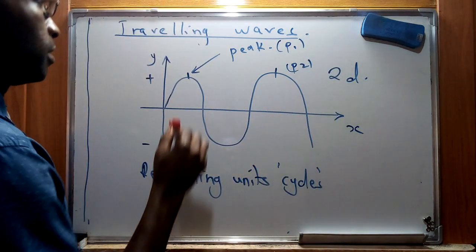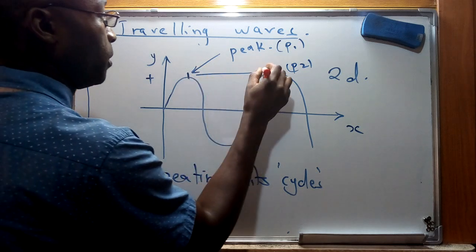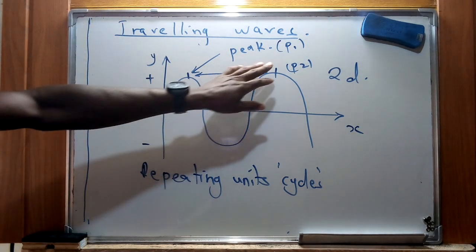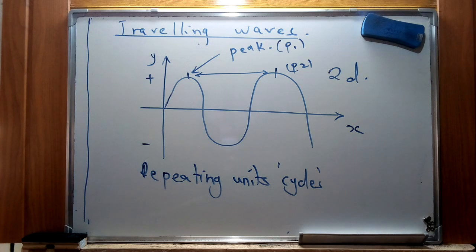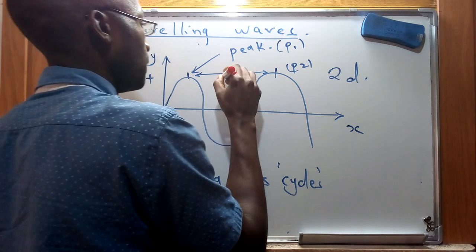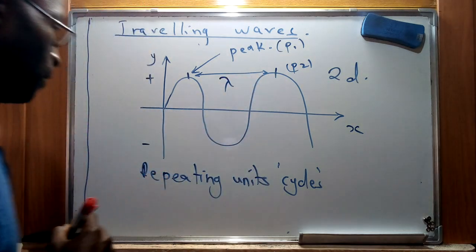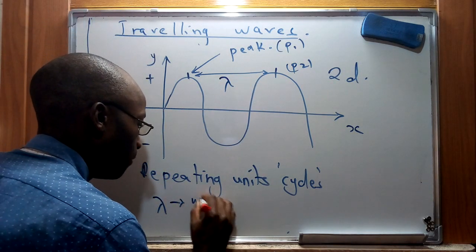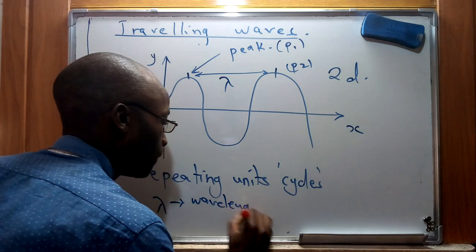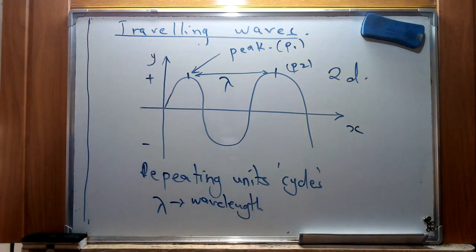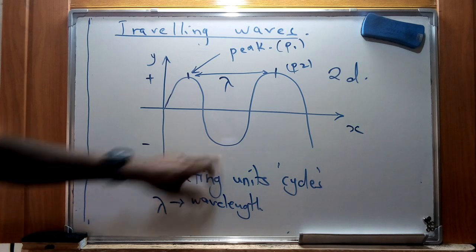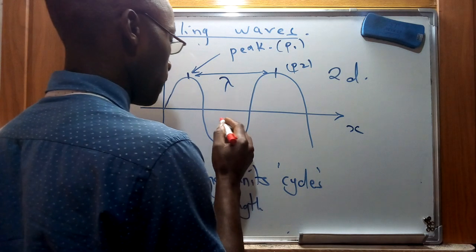Now the distance from this particular peak to the following peak, from P1 to P2, is referred to as a wavelength, and we're going to give it the symbol lambda. So lambda refers to the wavelength, which is the distance from a peak to a peak. And in some cases, of course, we're going to have the lower part of the wave, which is referred to as a trough.